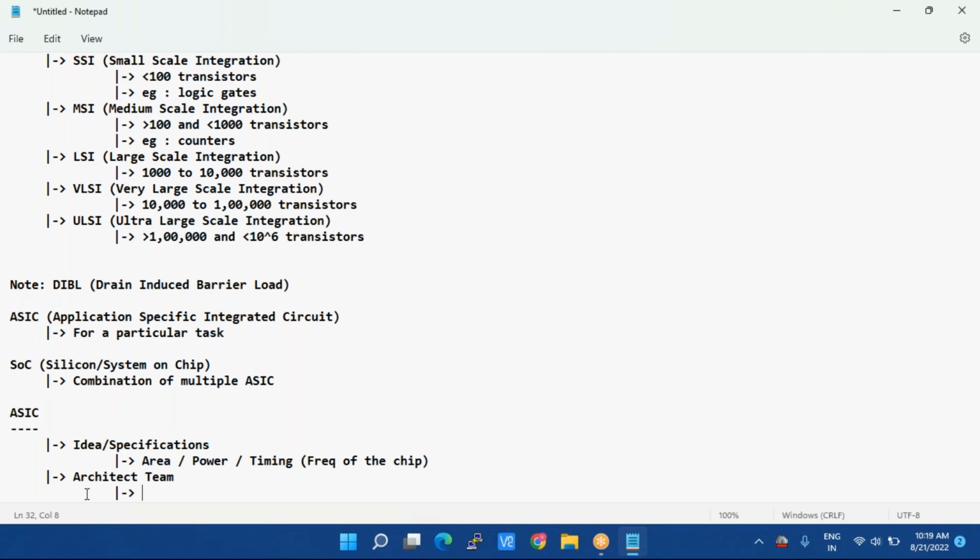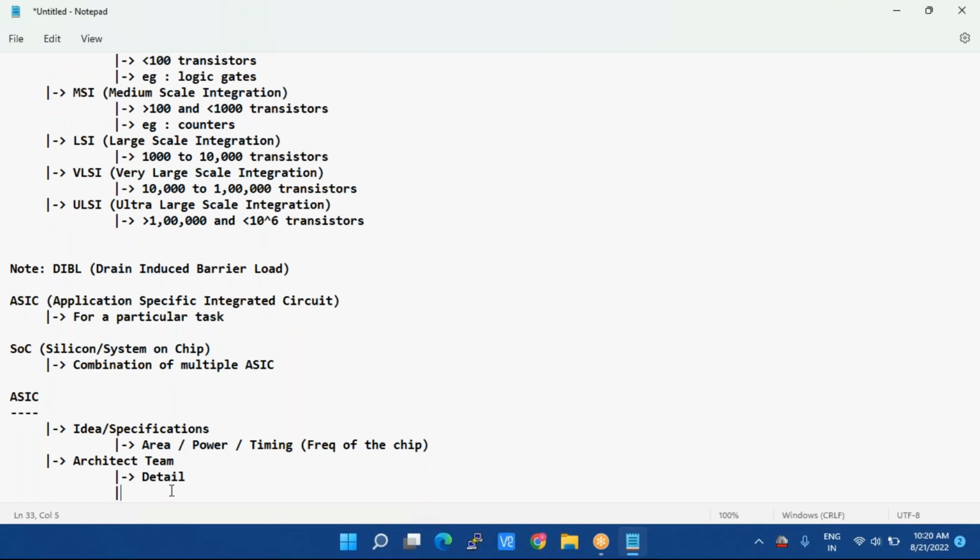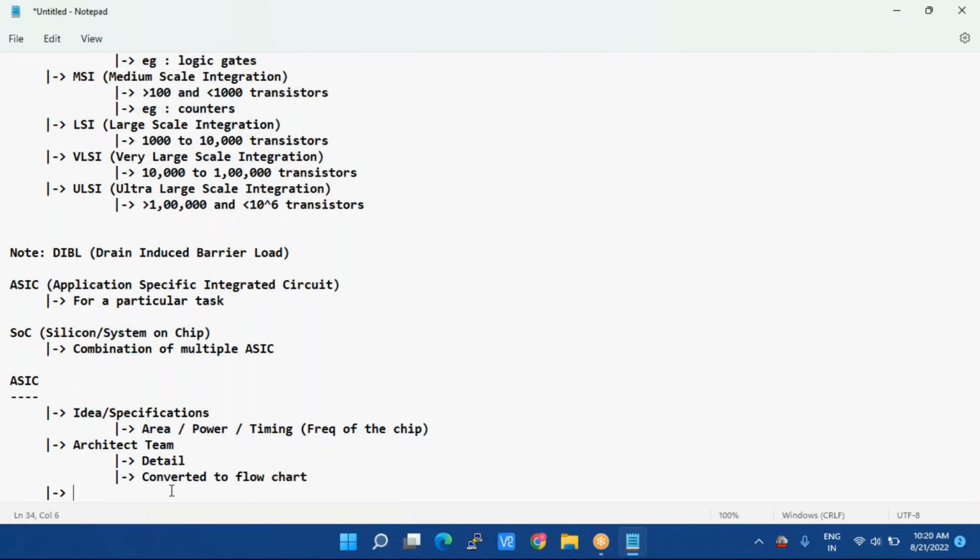Each and every category he will try to implement: how that particular chip can be implemented, where power can be consumed, where different clocks can be defined, and everything will be designed in the architecture. That means detail. Your idea is converted to a flow chart methodology. If anyone is good in coding, when you get an idea, you will try to write it in the format of a flowchart. From that flowchart, you will implement the code.